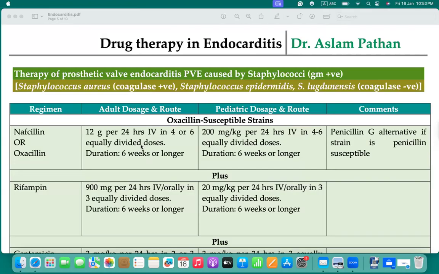The treatment plan for the oxacillin-susceptible strain, we will see here. Oxacillin-susceptible strain means the bacteria which is killed by the oxacillin or penicillin group and susceptible to the antibiotic.